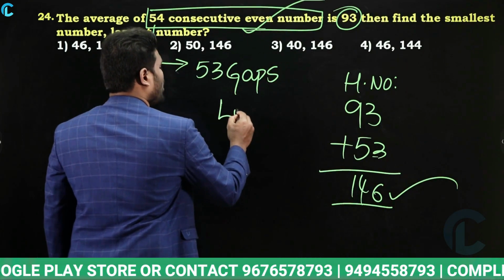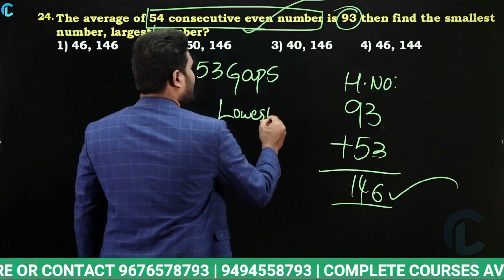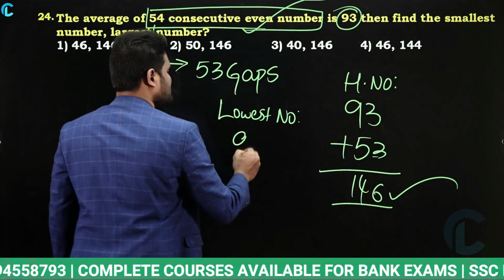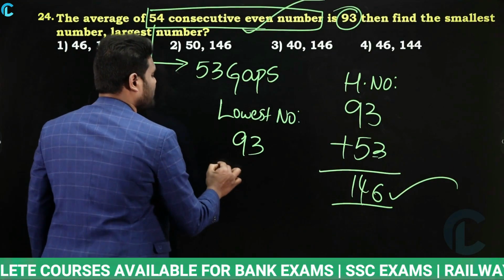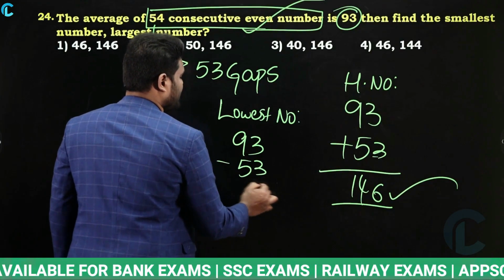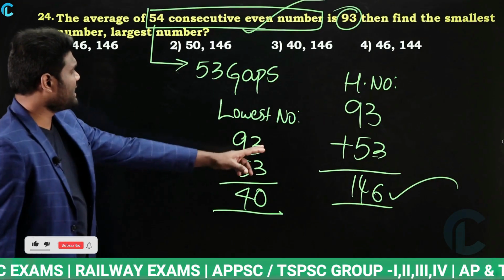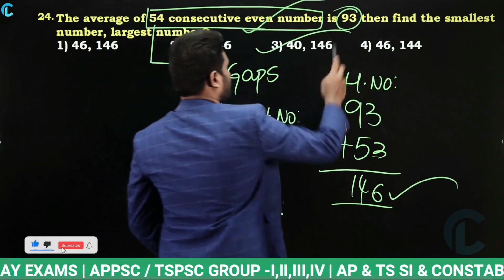If they ask you what is the lowest number, then what do you need to do? Directly subtract. The average is 93. Directly subtract the number of gaps. 93 minus 53. So we can say that the lowest number is 40. So the lowest number is 40 and the highest number is 146, which is option 3.